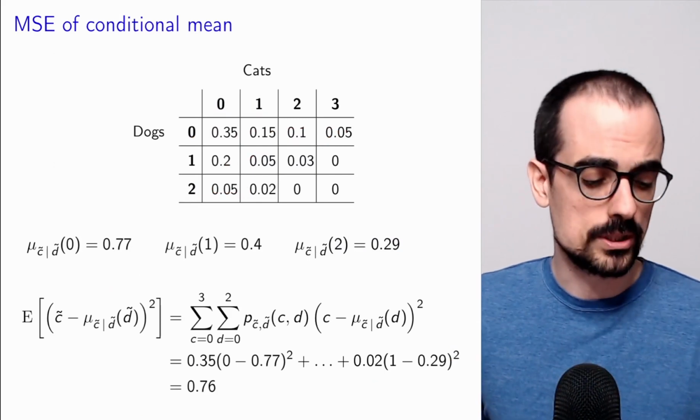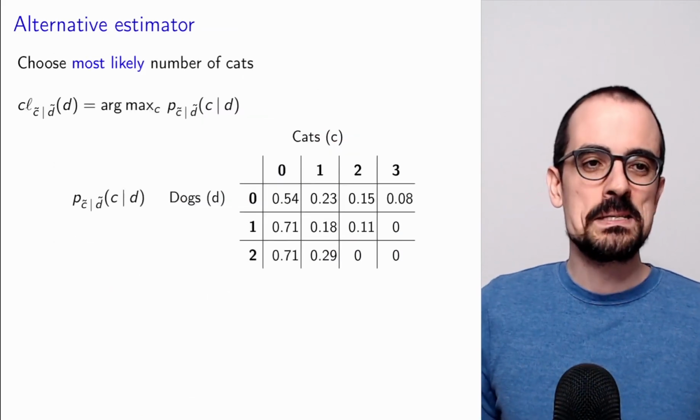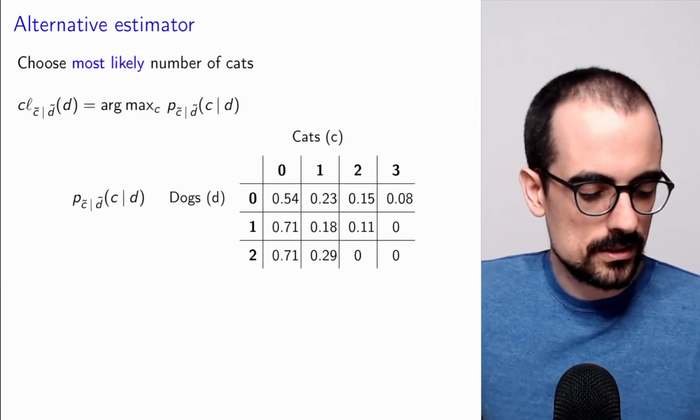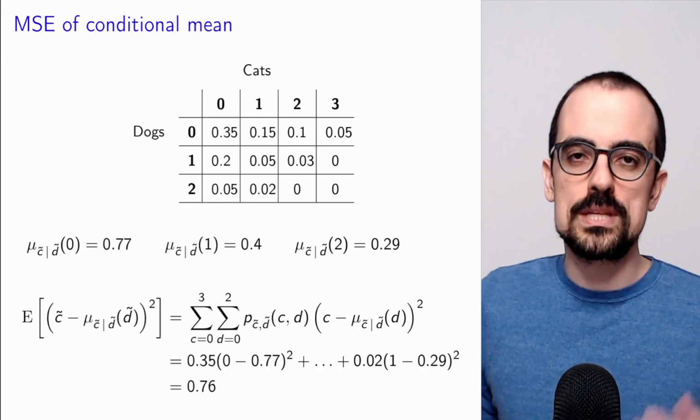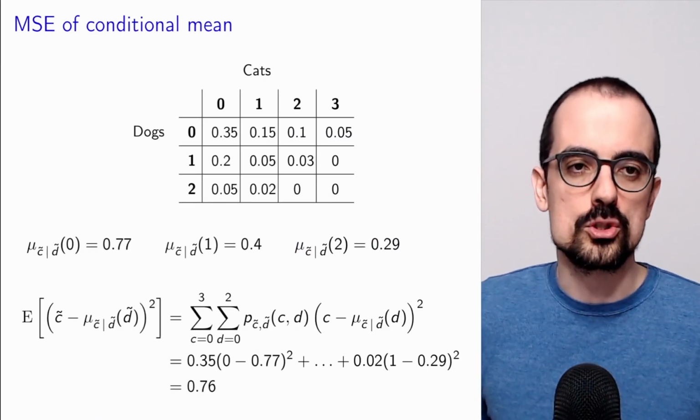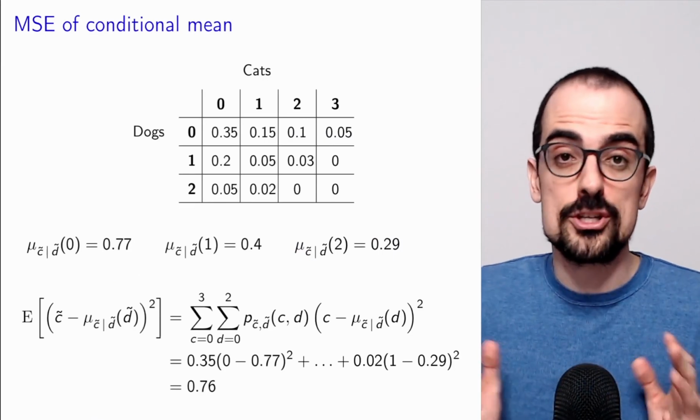Now what I wanted to say before is that it might sound weird to estimate the number of cats as 0.29 when you know that people can have either 0, 1, or 2 cats. And in some situations, you might not want to do that.